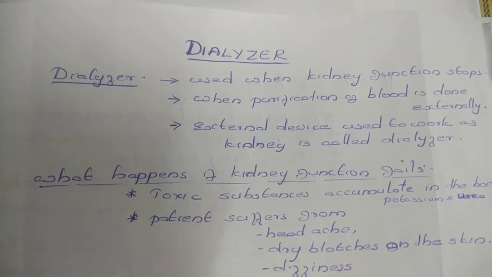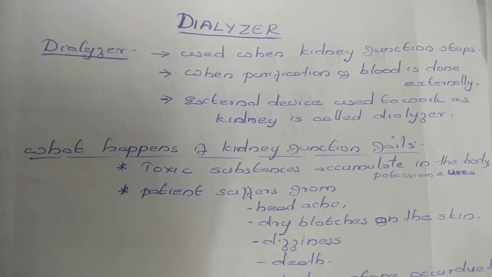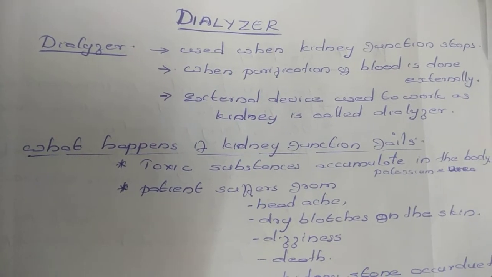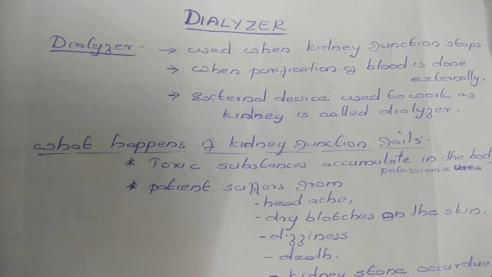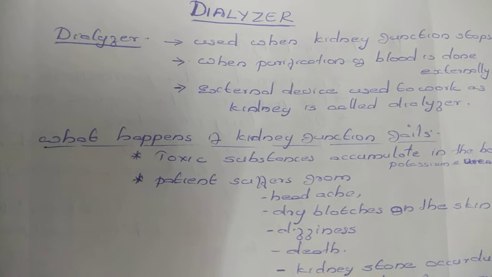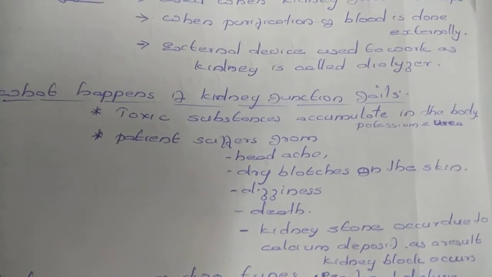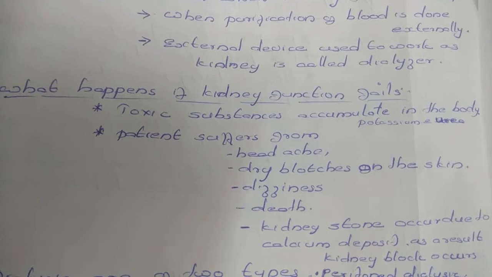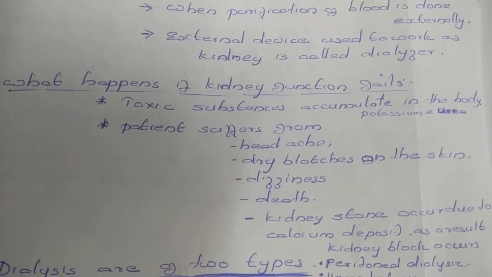So what happens if the kidney function fails? The toxic substances accumulate in our body. What are the toxic substances? They are potassium and urea. What happens when the kidney function fails and the toxic substances accumulate? The patients suffer from headache, dry blotches on the skin appear, dizziness, and sometimes it leads to death.